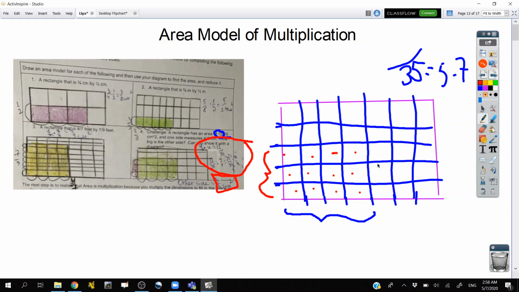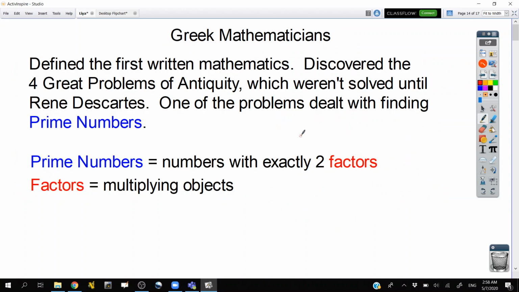So welcome back, Leah. My last topic is the sieve of Eratosthenes. So again, we need a little bit of history to set this up. So let's get some history going.